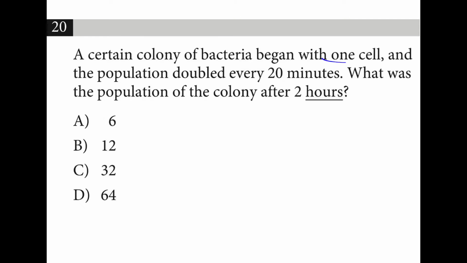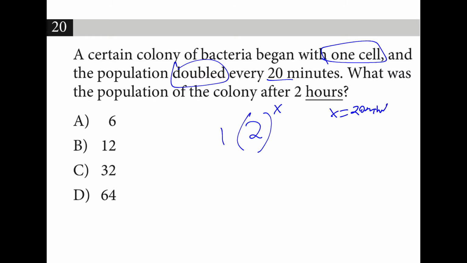Colony of bacteria began with 1 cell. That's my initial value. It doubles. I'll put a growth factor of 2 every 20 minutes. So x, where x is equal to 20 minutes. So how many times does 20 minutes go into 2 hours? That's going to be 6. So 2 to 6 is my answer, which gives me 64.